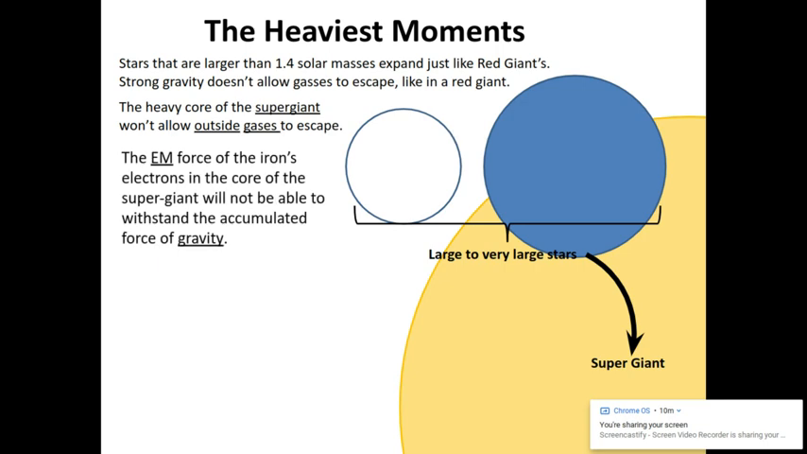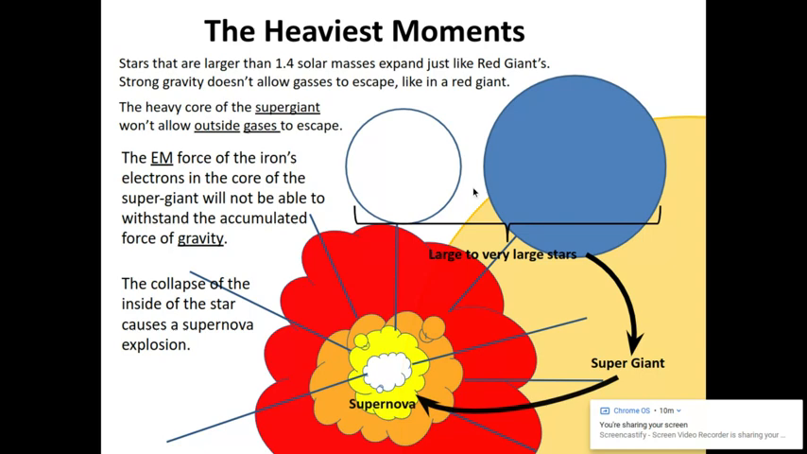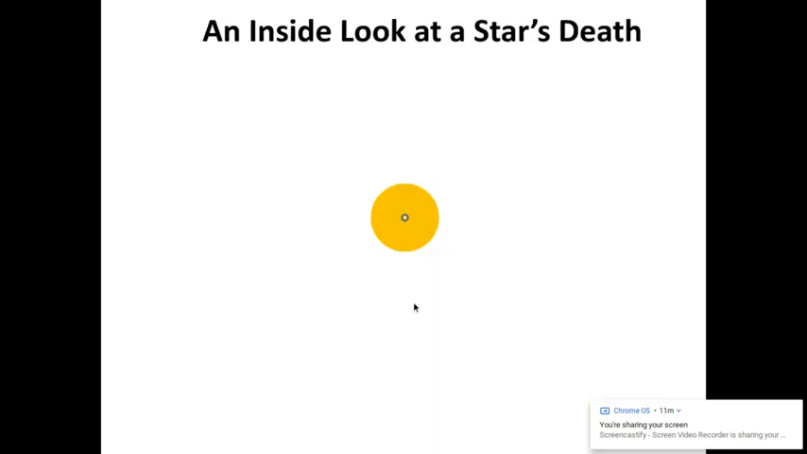So the electromagnetic force of the iron electrons in the core will not be able to withstand the cumulative gravity, and they start to implode on themselves. And that forms a supernova. Now imagine all those elements slamming together are going to eventually give you some radioactive elements. There's neutrons in there, there's neutrinos. They're slamming together, and they're going to give you some pretty heavy elements. And that, by the death of the star, will give us the rest of the elements on the periodic table. So let's take an inside look at the star's death.